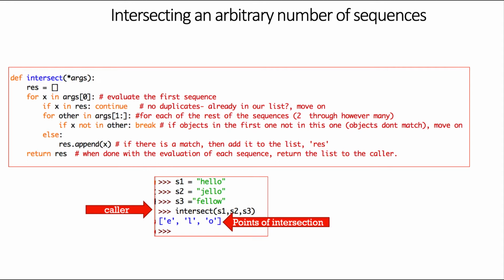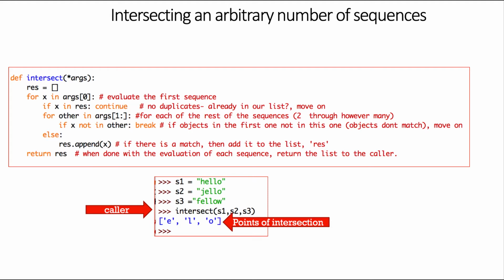So this is intersecting an arbitrary number of sequences. So we define a function called intersect, we pass it star args, then we set up an empty list called res. For x in args 0, so this is going to evaluate the very first sequence that we choose to pass in. If x in res, continue. So we don't want duplicates. So we're saying if x is already in our list, just move on, just continue.